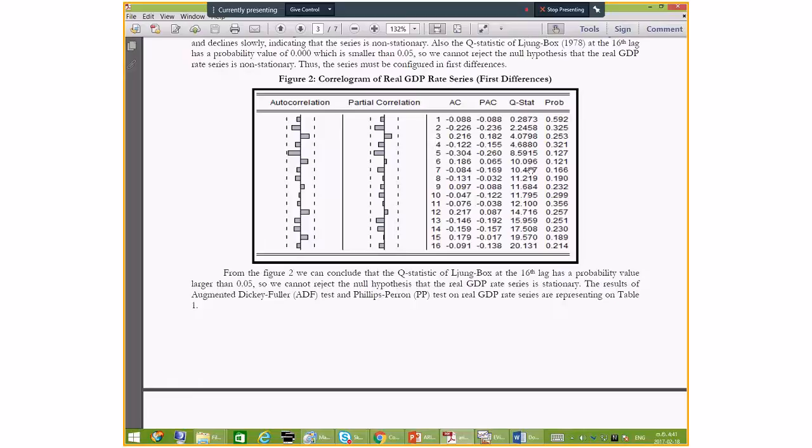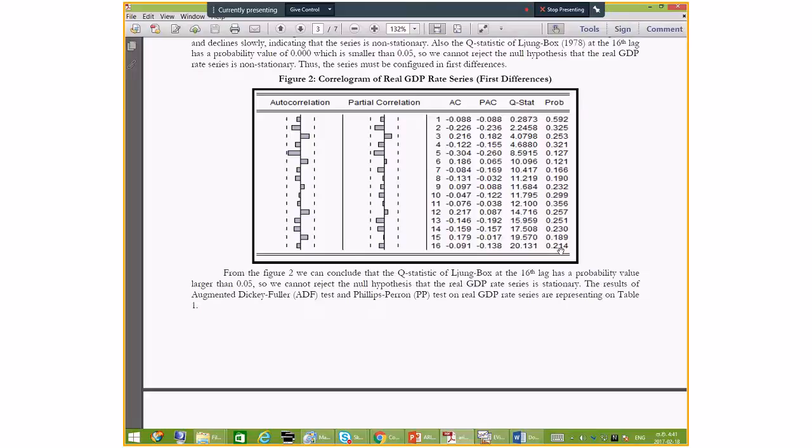We conclude that the Q statistics of this column at the 16th lag has a probability value larger than 0.05. So then we cannot reject the null hypothesis that the real GDP rate series is stationary.